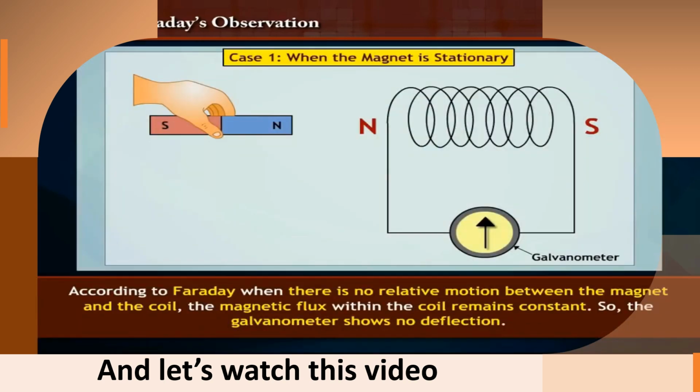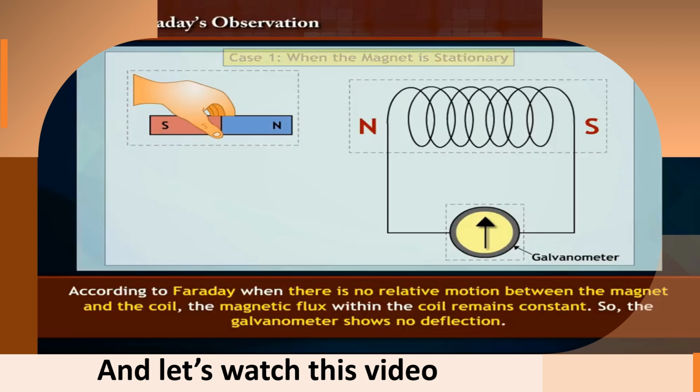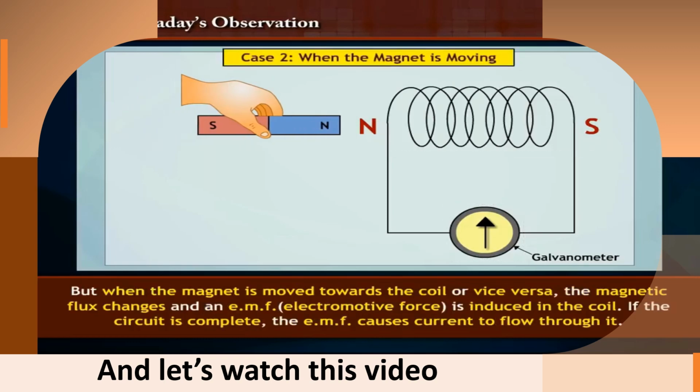According to Faraday, when there is no relative motion between the magnet and the coil, the magnetic flux within the coil remains constant. So the galvanometer shows no deflection. But when the magnet is moved towards the coil or vice versa, the magnetic flux changes and an EMF is induced in the coil. If the circuit is complete, the EMF causes current to flow through it.